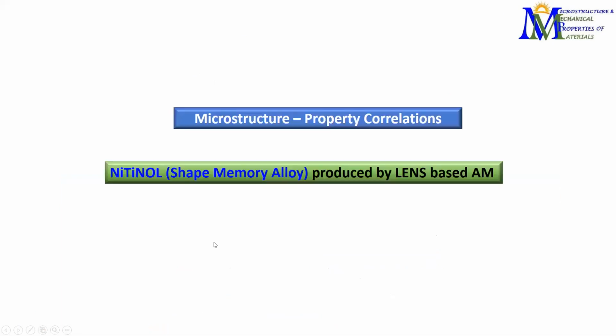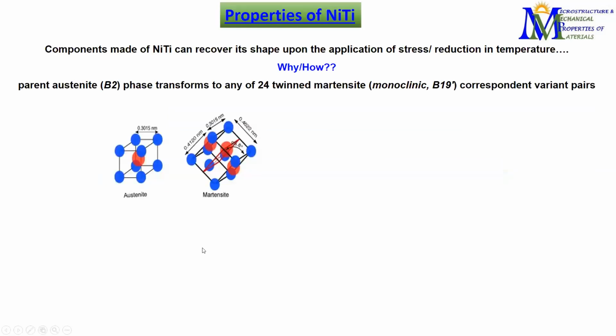So with this, let's move on to the next non-ferrous alloy, which is popularly known as Nitinol. You must have heard about this name. The scientific name is nickel titanium. It usually is an equiatomic alloy metallic system, which has almost 50 atomic percent nickel and 50 atomic percent titanium. And why we are interested in this particular material is that it has a very unique kind of property.